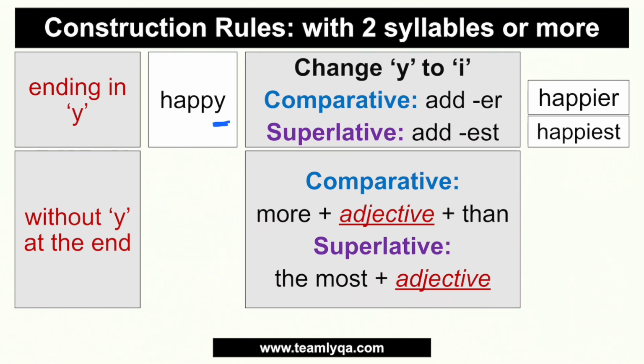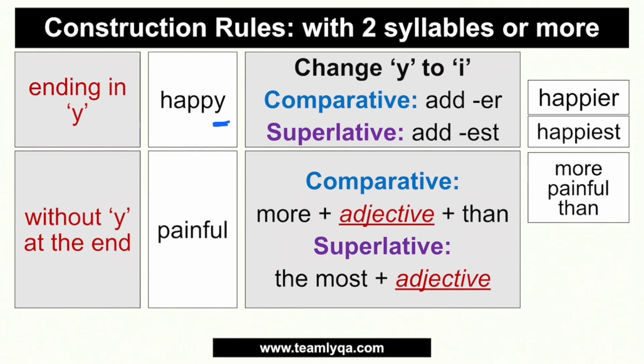Okay? So, ganun kapag two syllables or more yung word, tapos hindi mo siya ma-convert into this kasi hindi siya nagtatapos sa Y. So, for example, a word like painful. Okay? You can't say na painfuler, or you can't say na painfulest. Hindi pwede. Wala rin naman siyang Y, so hindi mo rin siya pwedeng dagdagan ng IER. So, anong gagawin mo sa kanya? You can say more painful than, or the most painful.